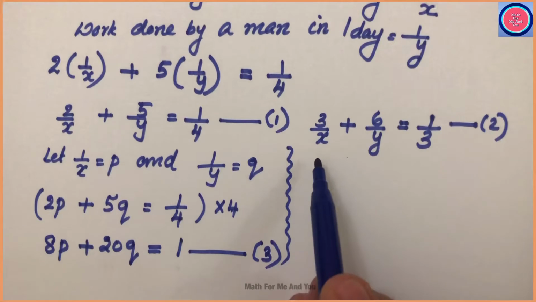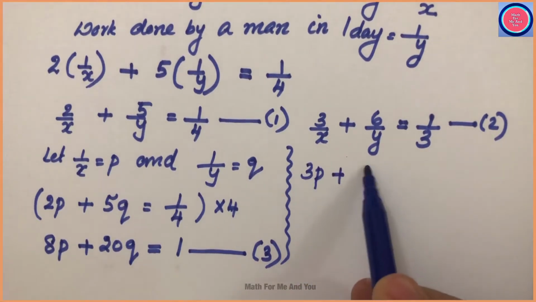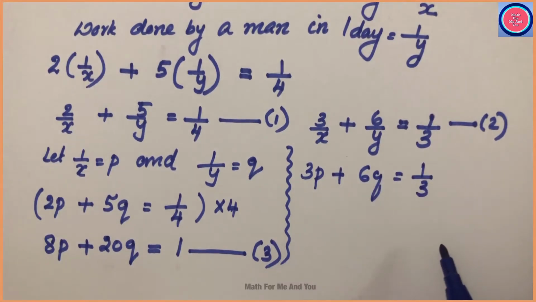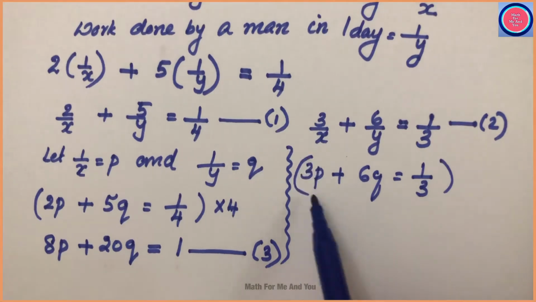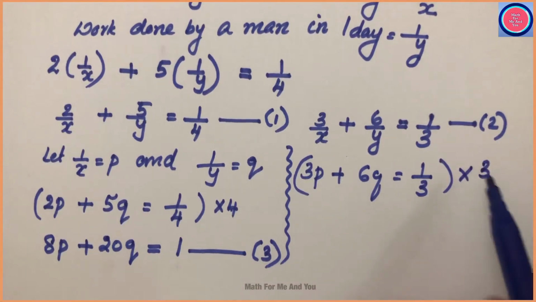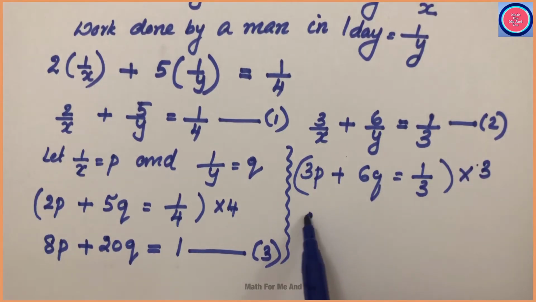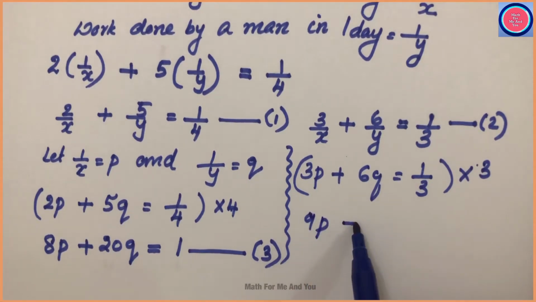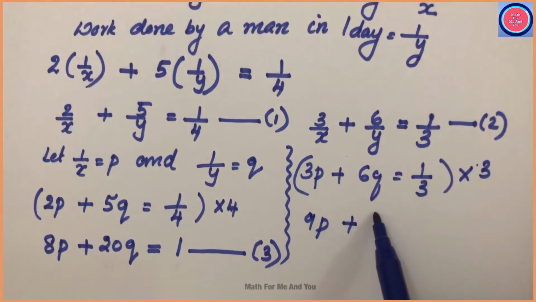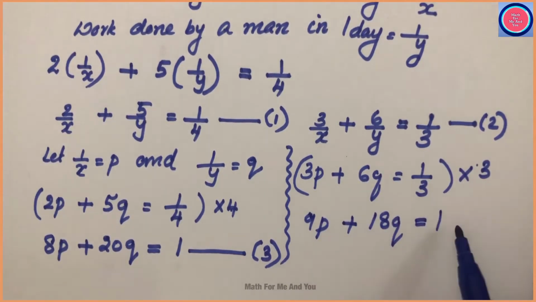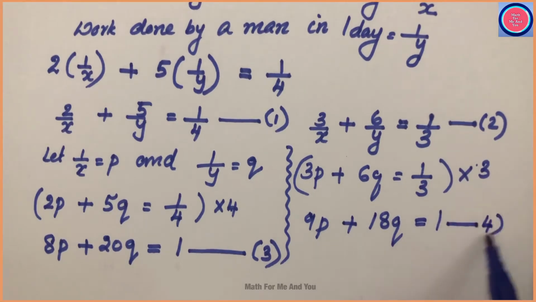Now we can reduce the other equation, equation number 2. It is 3 times 1 over x, that means 3p, plus 6 times 1 over y, 6q, is equal to 1 over 3. Throughout we multiply with what number? With 3. Then we can cancel the right side denominator. 3 times 3p is 9p, plus 3 times 6q, 18q, is equal to the right side, 3 and 3 cancel, we get 1. This equation we mark as equation number 4.